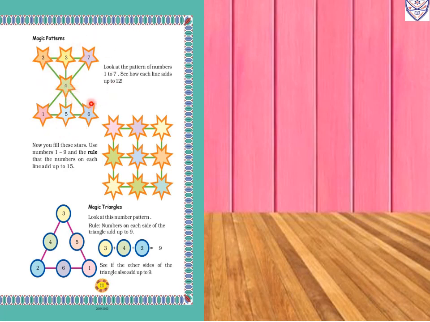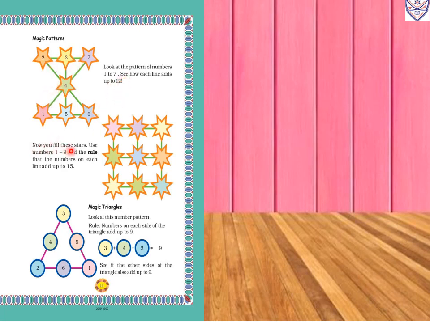arranged in this design, and when we add the line, it will give us the addition of 12. See, first we will add this horizontal line, so we will get 2 plus 3 is 5, 5 plus 7 is 12. Same way the cross line, 2 plus 4 is 6, 6 plus 6 is 12. Same way this cross line, 7 plus 4 is 11, 11 plus 1 is 12. And this horizontal line, 1 plus 5 is 6, 6 plus 6 is 12. So anywhere we add the line, we will get the addition of 12.